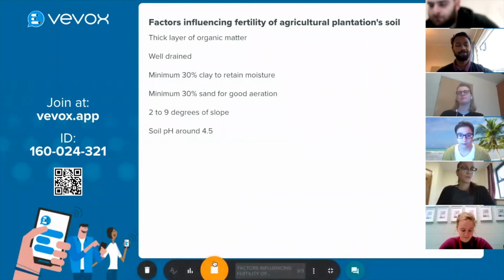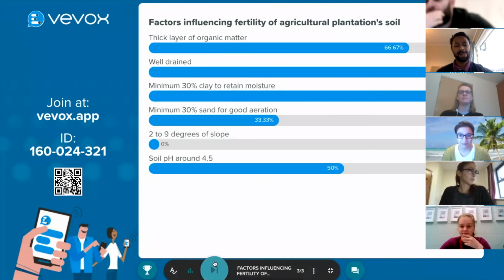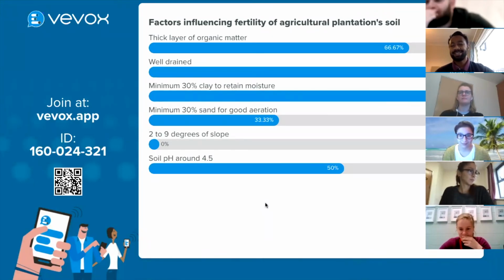Okay, let's see. So basically, all the options given are the correct answer. You have to be aware of all these things if you want to manage your soil properties in your plantation properly.